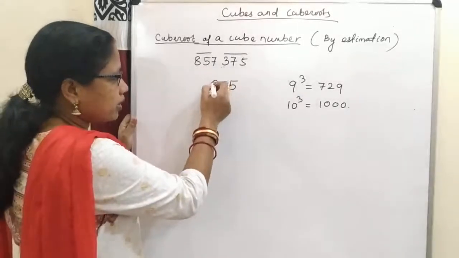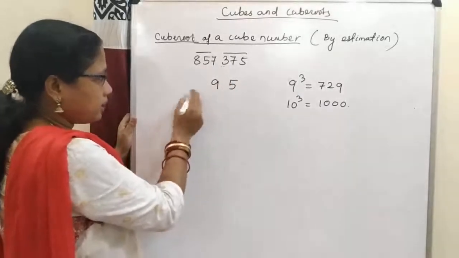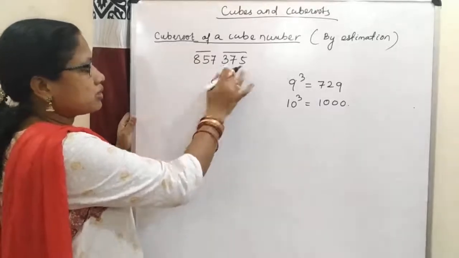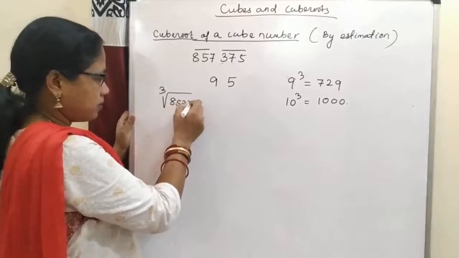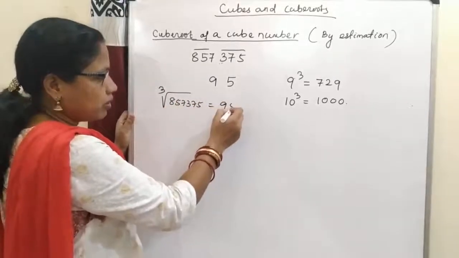So we have to take 95. So 95 is the cube root of this number. That means the cube root of 857375 is equal to 95.